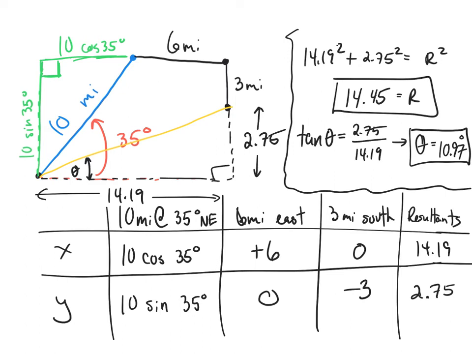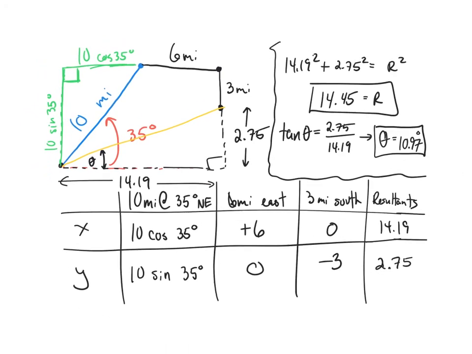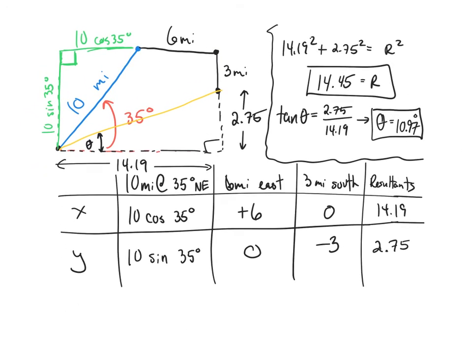So how do I give a verbal or final answer for this? I want to write what I have as a solution, but I want to write it in the correct form. So here's how I would write my answer. The overall resultant is 14.45 miles at 10.97 degrees northeast.